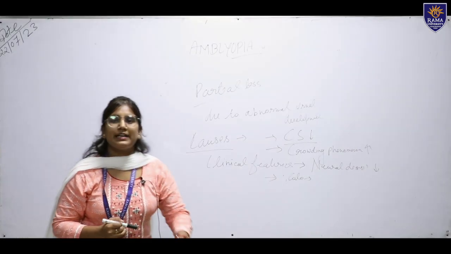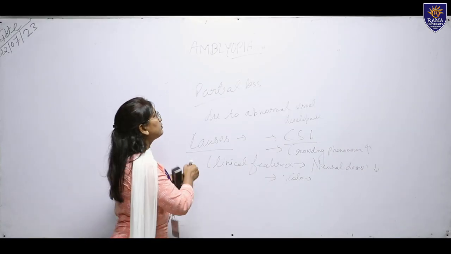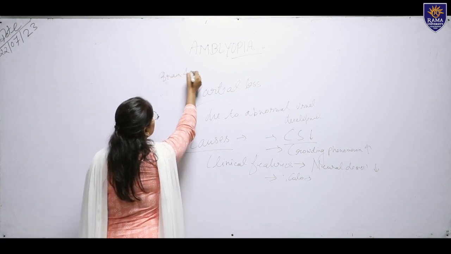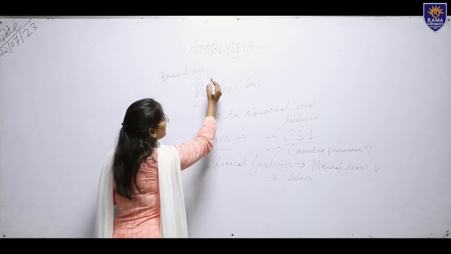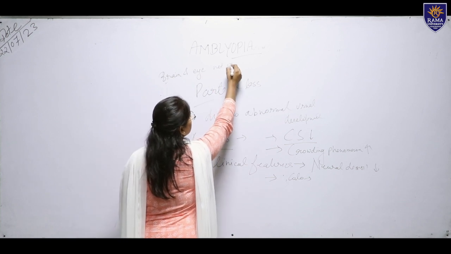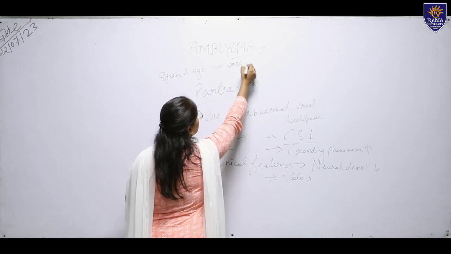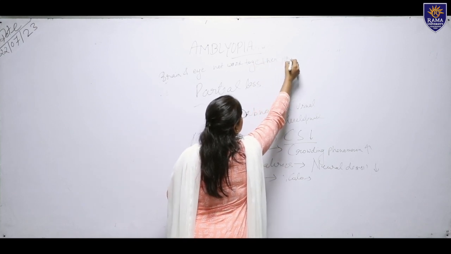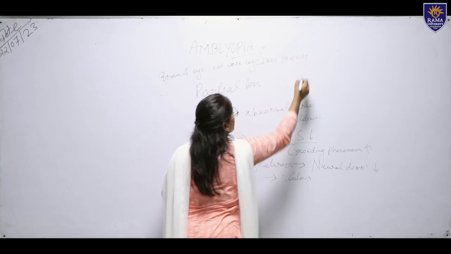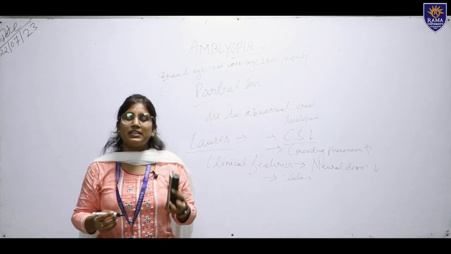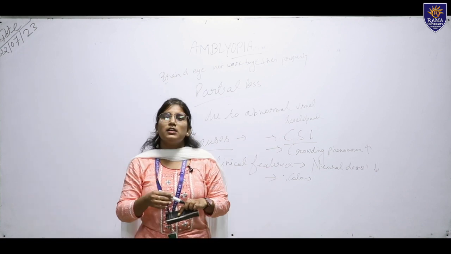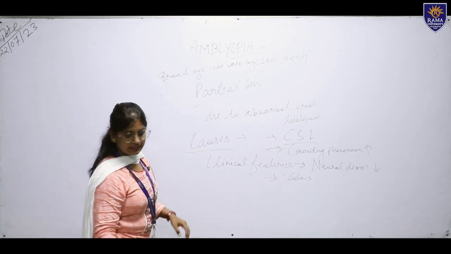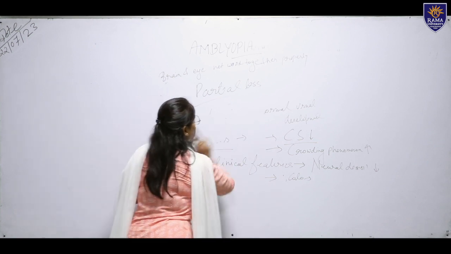Basically in amblyopia, the brain and eyes do not work together properly. The brain and eye do not work together properly because of the development of amblyopia. And now, types of amblyopia.